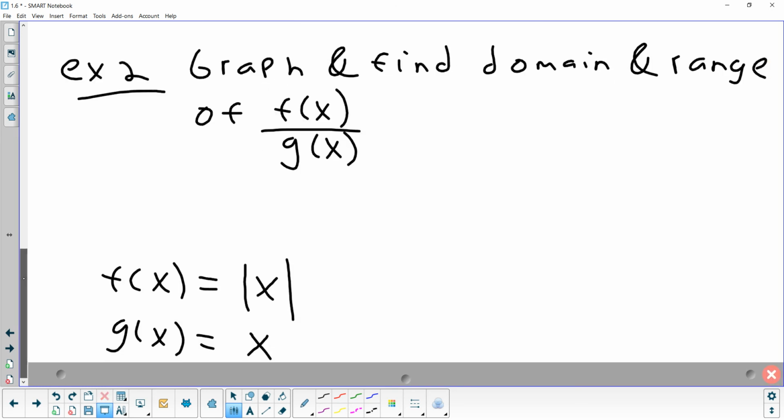Let me see, all right, let's try this one. Let's find the domain and the range of this one. Okay, so we'll practice domain and range a little bit. So f of x is the absolute value of x, and g of x is x. Let's fill it in. F of x divided by g of x.